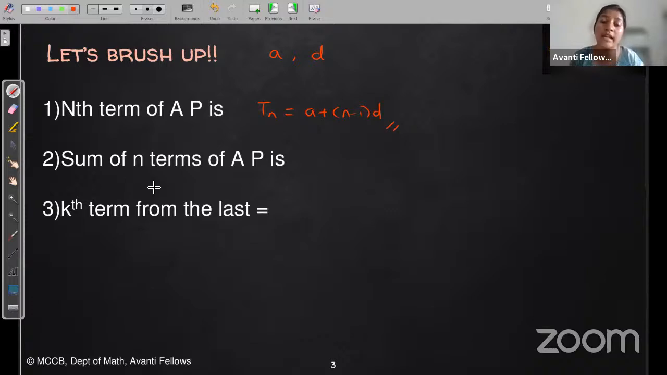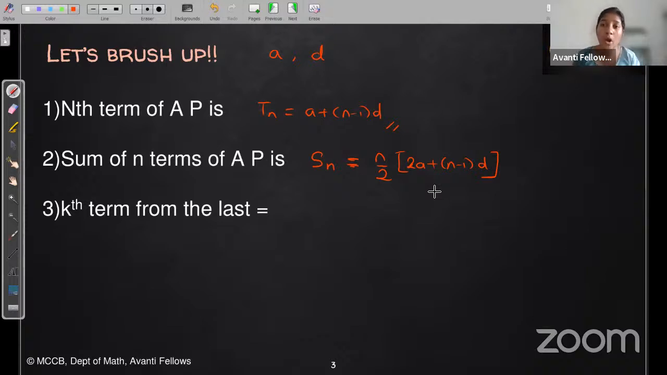The next is, what is the sum of n terms of AP? If you have n terms of an AP, then what will be its sum? When we add those terms, what value are we going to get? There's a formula for that, right? We learned it in yesterday's class. The sum of n terms is represented by Sn. It is equal to n by 2 into 2a plus n minus 1 into d. This represents the sum of the n terms of AP.